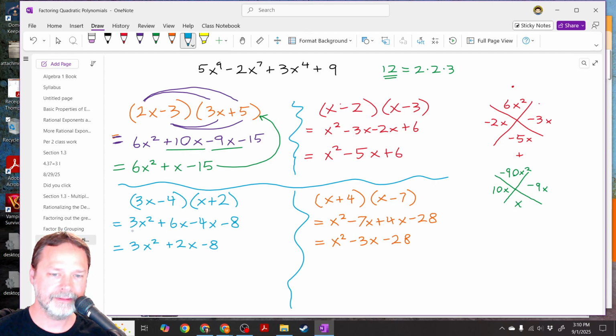And I get this, a step in between. x plus 4 times x minus 7. I get this. And then combine like terms again. The negative 7x plus 4x is negative 3x. There's my end result.